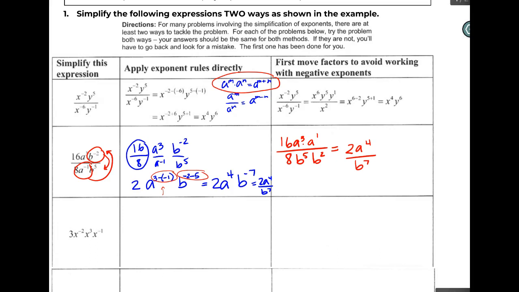So the next one, two options, right? We have a bunch of things multiplied, so we would just add all of those exponents, or we could, and I'm not going to finish that one, you can finish it, we can go ahead and move anything with a negative exponent down as a denominator, leaving the things that have positive exponents in the numerator. So that's all they wanted you to do with that worksheet.